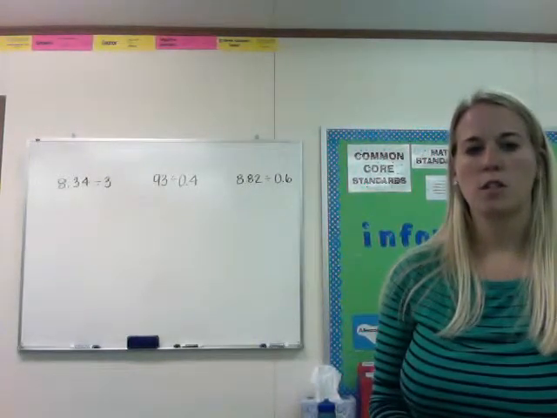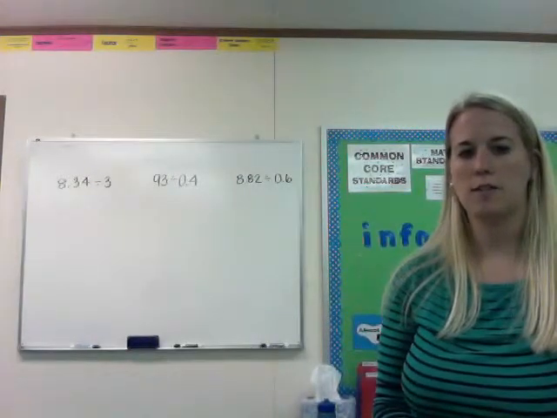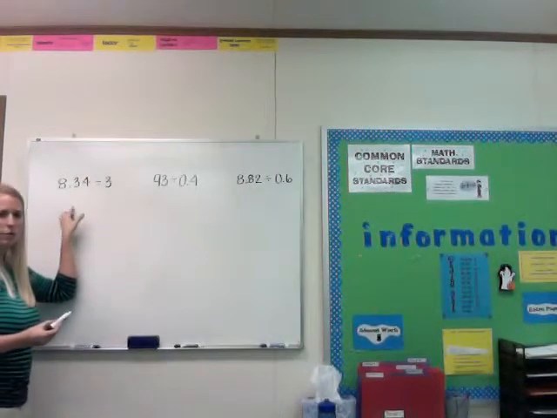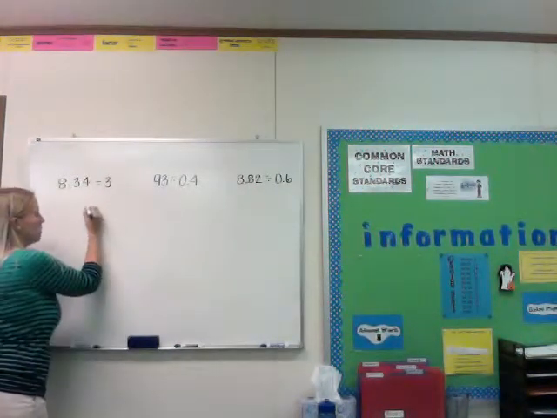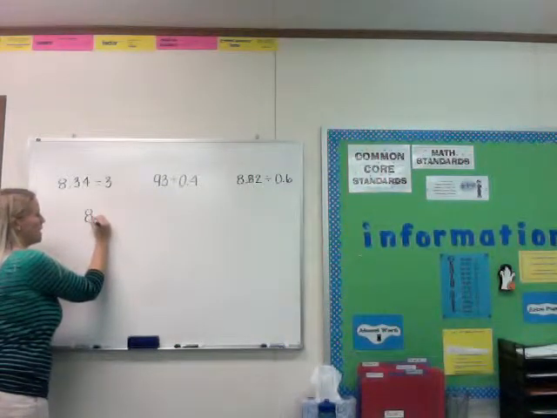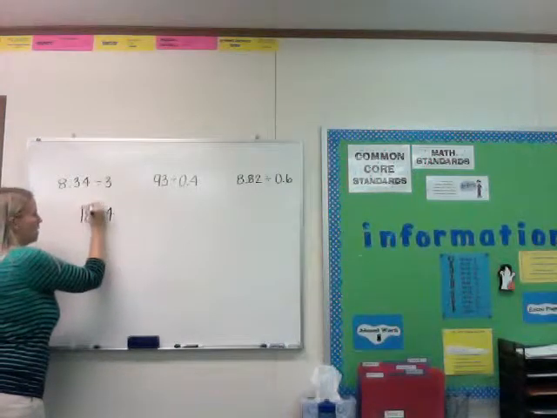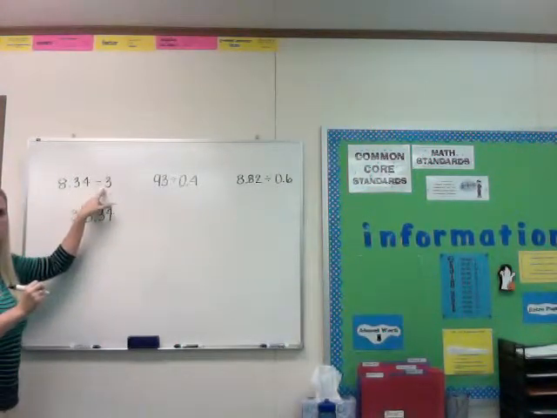numbers. So in this first one that we're going to do, 8 and 34/100ths divided by 3 first. This problem right here is where we're going to start. So first of all, I need to rewrite it. It says 8 and 34/100ths divided by 3. This is our dividend. This is our divisor.